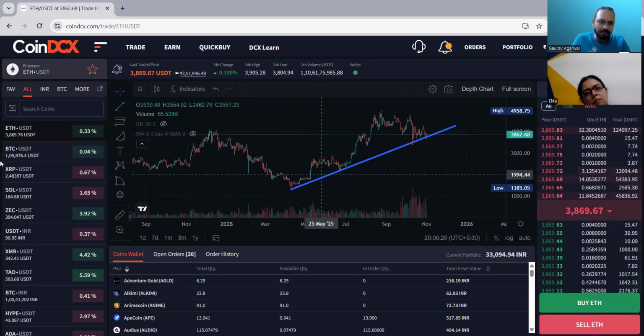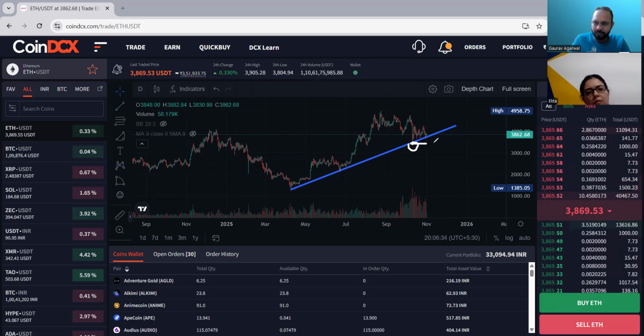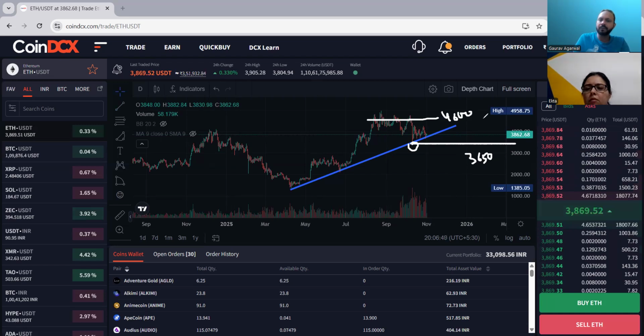The stop loss will be at the previous low. This will be the stop loss, around 3,650. And your target should be here, 4,600. Like this you can do it.